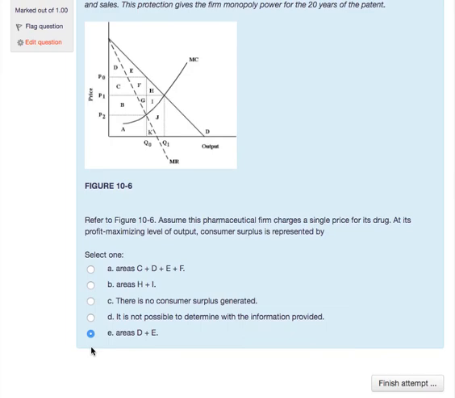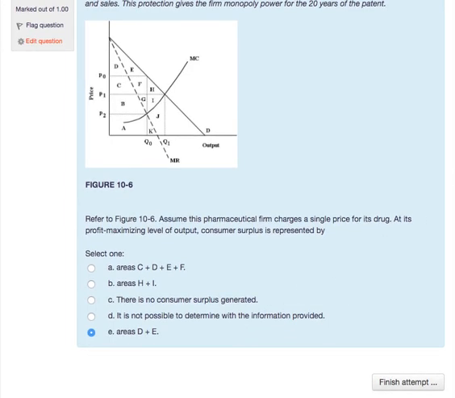And that was it for chapter 10. Hopefully that clarifies the answers to this chapter.